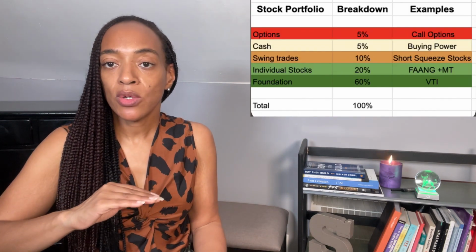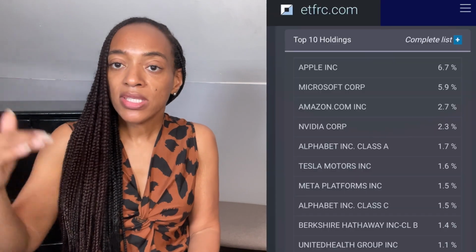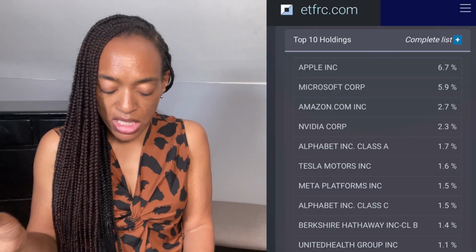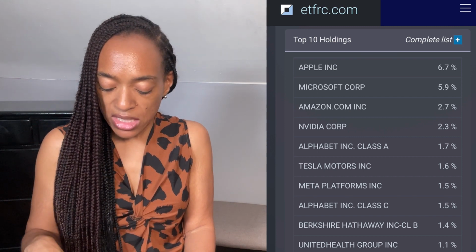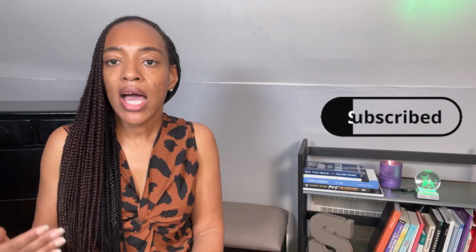So in looking at the top 10 holdings, as I mentioned, I'm trying to create a portfolio where it's 60% ETFs and 20% blue chip stocks. Some of the blue chip stocks that are within the top 10 holdings, but I also invest into individually, are Apple, Amazon, Alphabet, which is Google, and Tesla. And I do that because I wanted to have a higher exposure into those particular stocks.